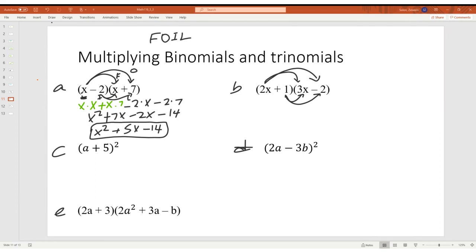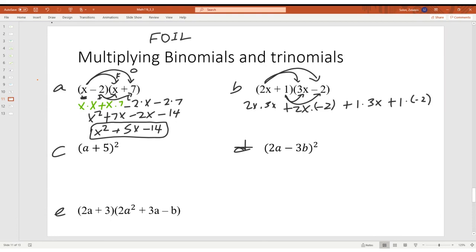Okay, Abby has 7x. Okay, let's see the answer. Very good, excellent guys. So what you have to do is just perform the FOIL. So the first one, 2x multiply 3x. So 2x times 3x. Then 2x multiply negative 2. So 2x times negative 2. Then 1 multiplies 3x, then 1 multiplies negative 2. So 1 times negative 2.